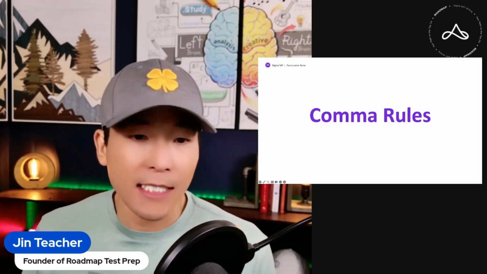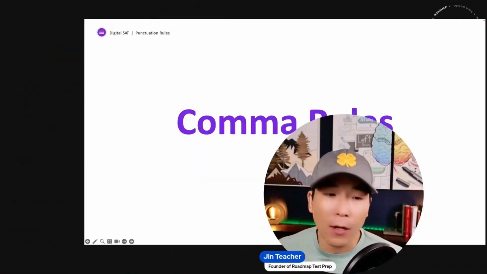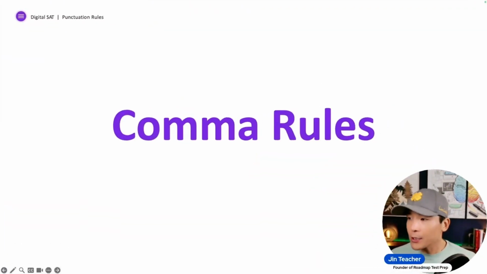So today's class is really going to be all about comma rules, right? Commas have a lot of different rules. Right now, there's probably close to 30 plus comma rules in the English language. Now, here's the thing. We're not going to talk about every single comma rule in English.